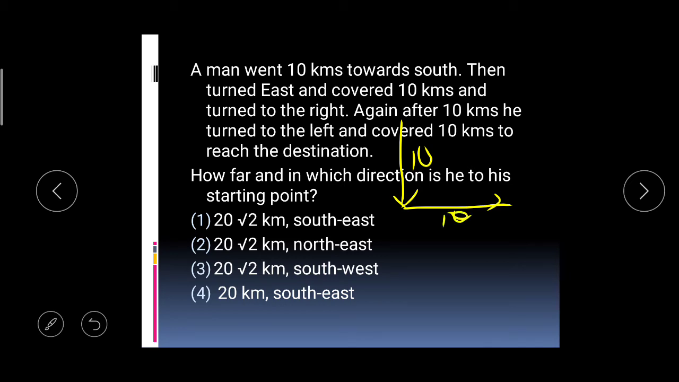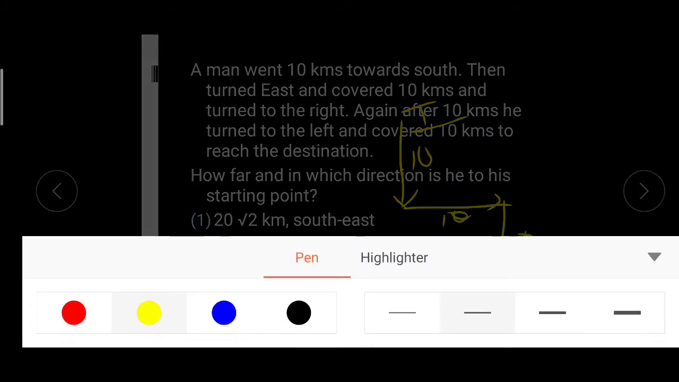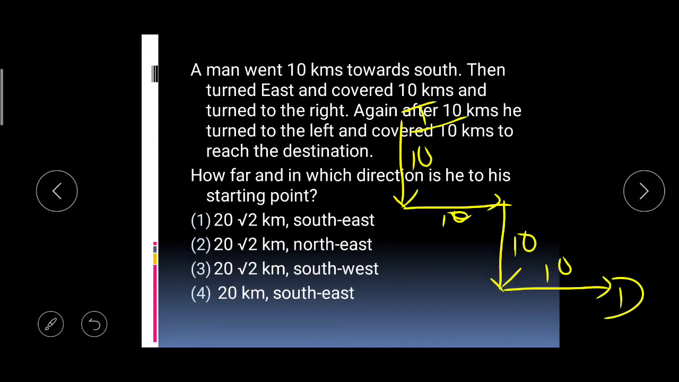And turns to the right. Again he turns right, and after covering 10 kilometers, he turned to the left and covered 10 kilometers to reach the destination. This is the destination and this is the initial position. How far and in which direction is he from the starting point, right? So you need to tell two things, the direction in which the final position is and how far he is. First of all, the direction we can easily tell.